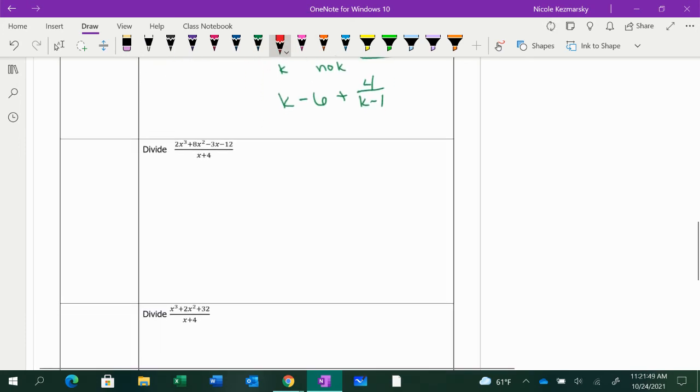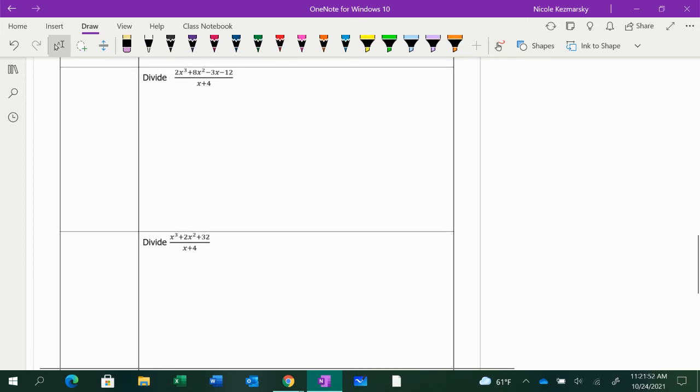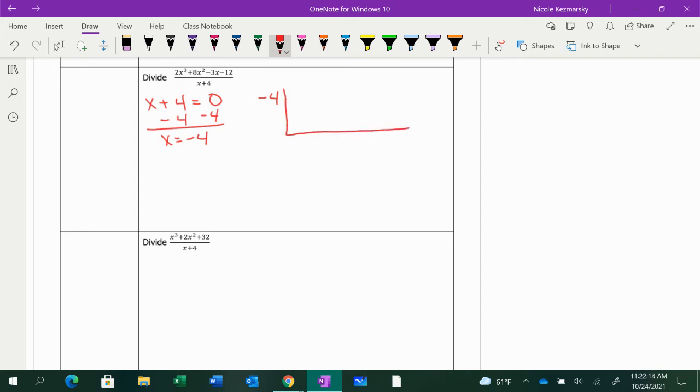For the next example, we're going to add a term. So now we have 4 terms in the top, but the bottom is still linear. It's got 2 terms. So I'm going to set that equal to 0. Solve for x. So I get x equals negative 4. And we're going to do negative 4 in the upper left-hand corner just outside the box. The coefficients are 2x cubed plus 8x squared minus 3x minus 12.